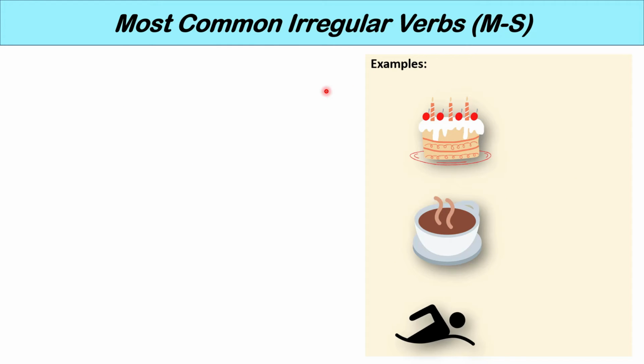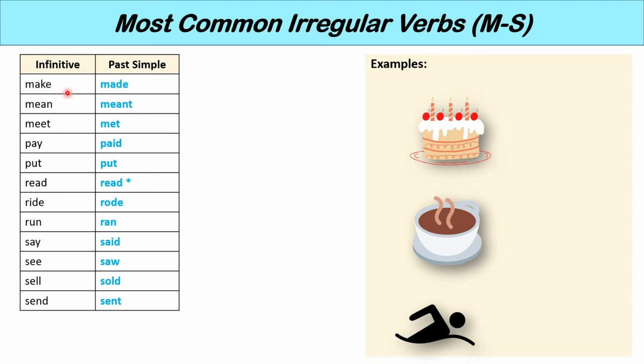Okay, now the irregular verbs from M to S. Repeat after me. Make, made.